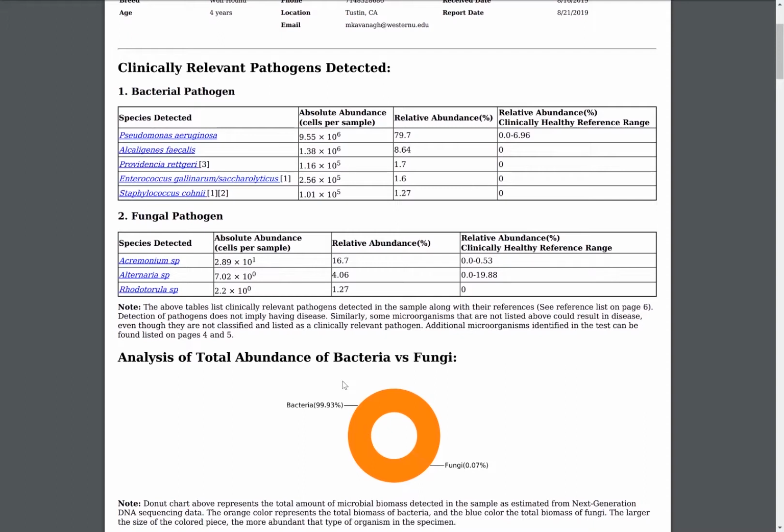On the bottom of the page, you see analysis of total abundance, bacteria versus fungal. This ring is quite helpful, and what it does is that within your sample, it tells you what percentage of the sample was bacterial and what percentage of the sample was fungal.